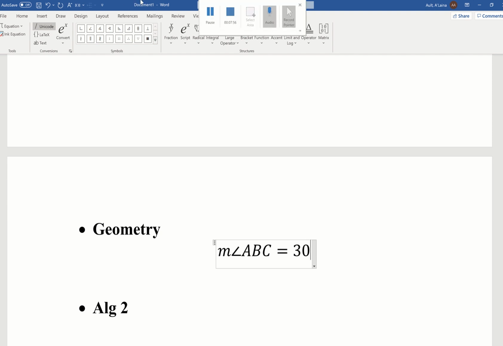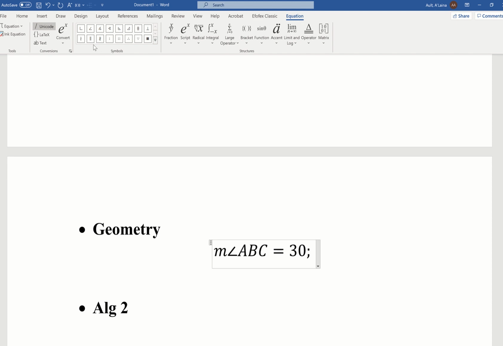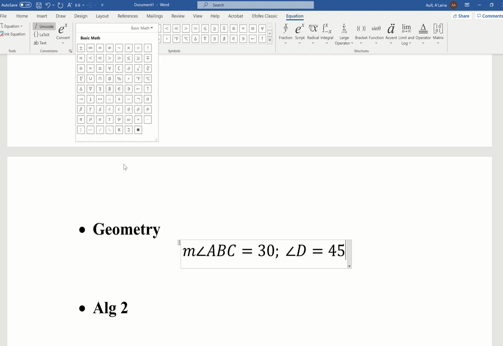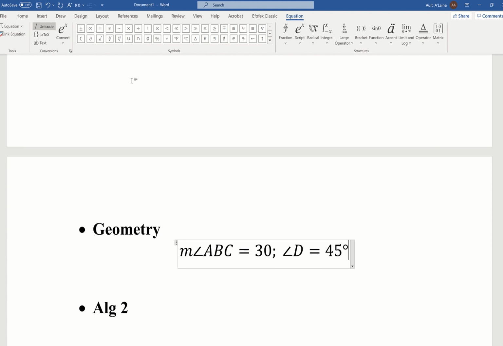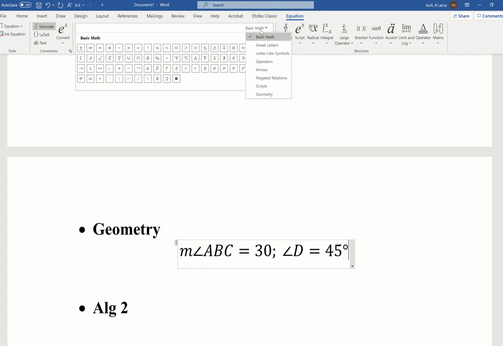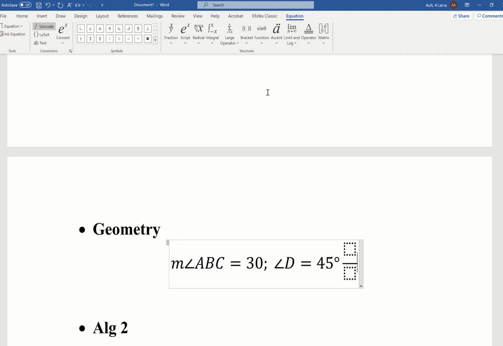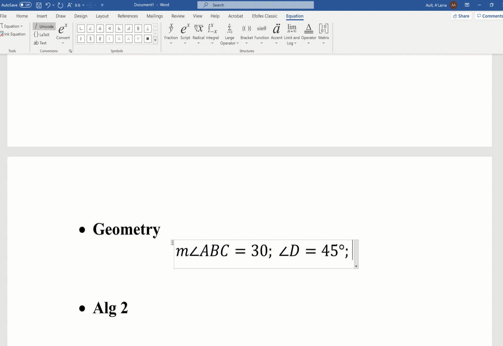If I wanted, rather than using the measure symbol, I wanted to use maybe angle D is equal to 45 degrees. The degree symbol, I'm not sure why it's not in geometry. It's under basic math, maybe because degrees isn't always just used for angles. I could use that. Something like that to give some nice directions. It also has under geometry the perpendicular symbols, which is really nice. So maybe I wanted to say GH is perpendicular to BC.